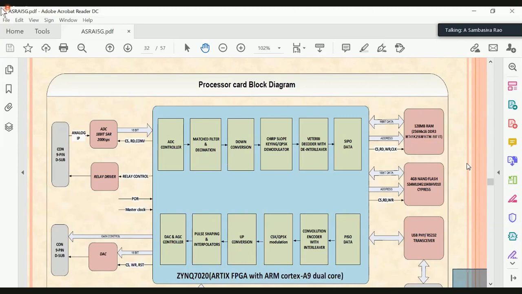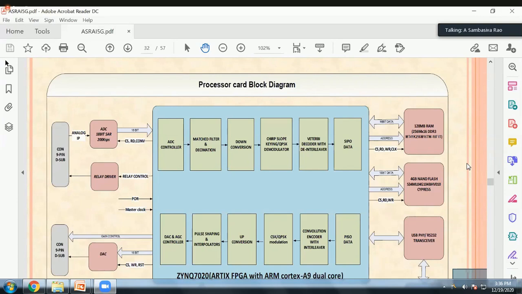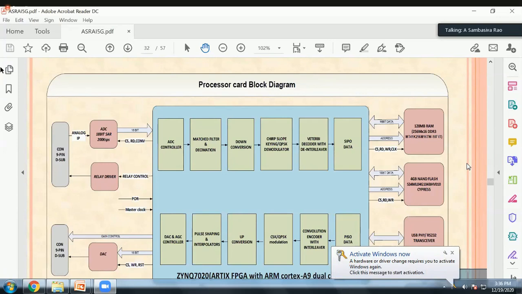Then the software defined radio programs will come into the picture: the ADC controller, matched filter, digital down conversion, chirp slope keying, demodulation, and bit decoder. For MIMO OFDM, that will be different. One parameter is which module should be in the processor and which module should be in the FPGA. For MIMO OFDM, some modules like MRC, maximum ratio combining, are important in MIMO because we have to combine all channels.